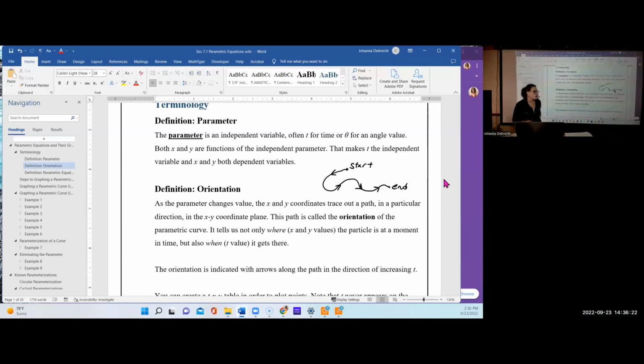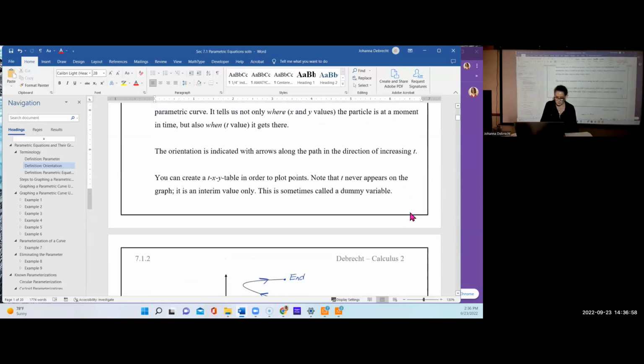So it's producing a curve. This curve is not a function, does not pass the vertical line test, but it does relate the x and y coordinate systems. I can superimpose this on an xy plane, and it would tell me when it reaches a particular location, with the when being the t value, which is the independent variable for both x and y. So x depends on t and y depends on t. This path that we have is called the orientation, and it gives us both the where and the when.